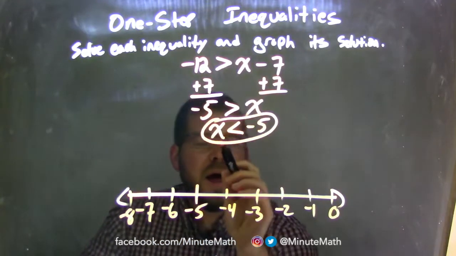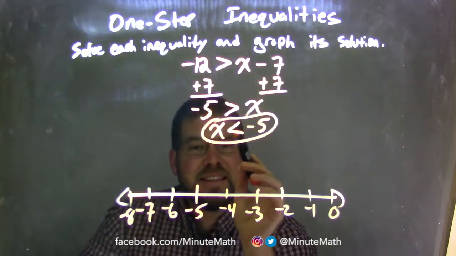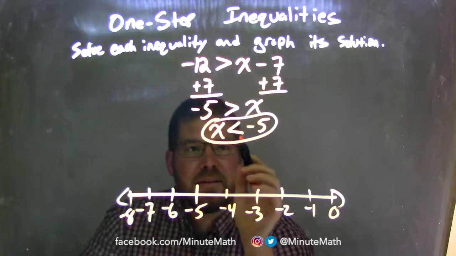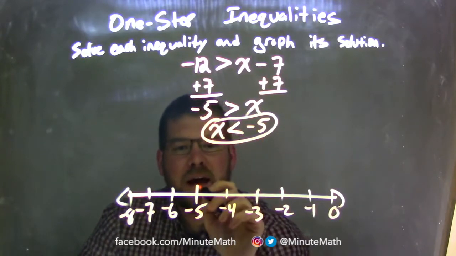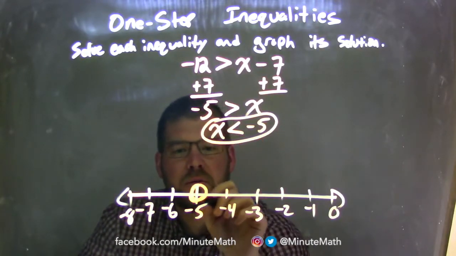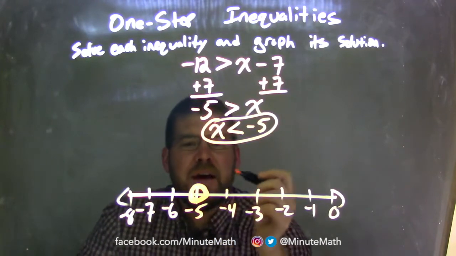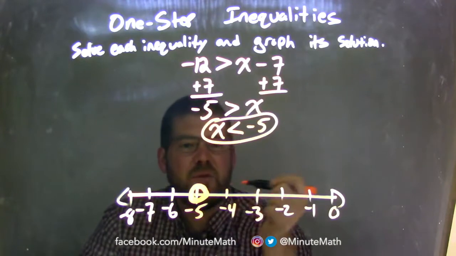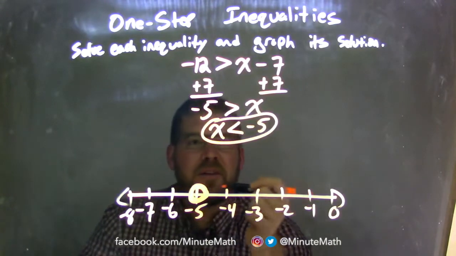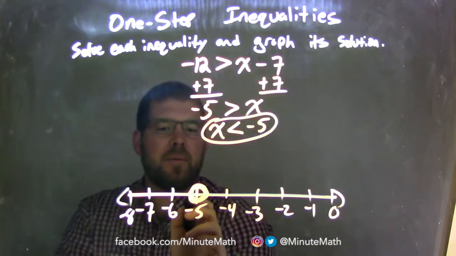Okay. Well, x is less than, meaning less than negative 5. At negative 5, we have an open circle. Right, we do an open circle there at negative 5. And then it says it's less than, so we're going to write to the left, right? We'll make our bar go to the left.